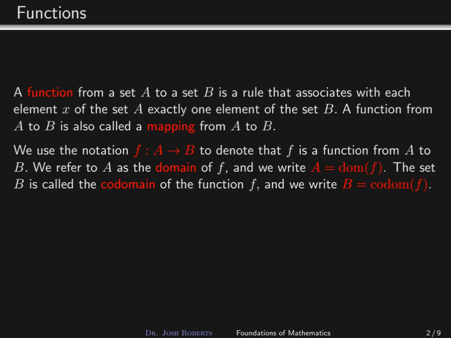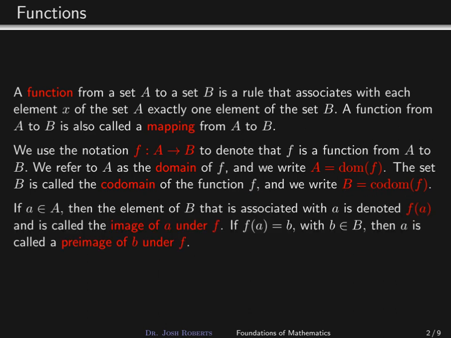Now, we call A the domain of the function f, and write A equals domain of f. And this might be something new. B is called the codomain, not the range. It's the codomain of the function f, and we write B equals the codomain of f. So if little a is an element of A, then the element of B associated with it is f of a, just like you would expect.